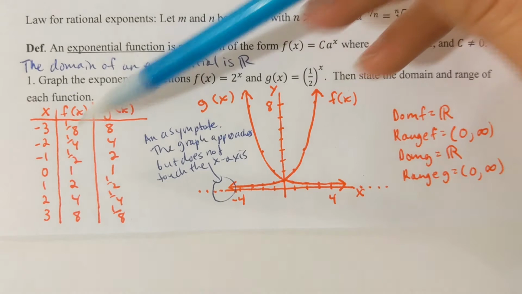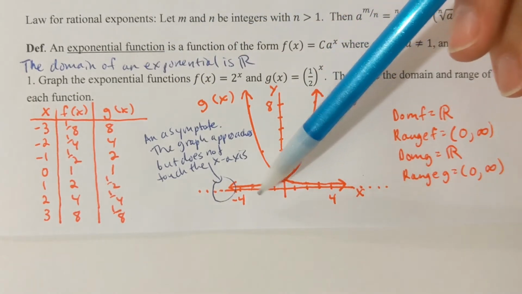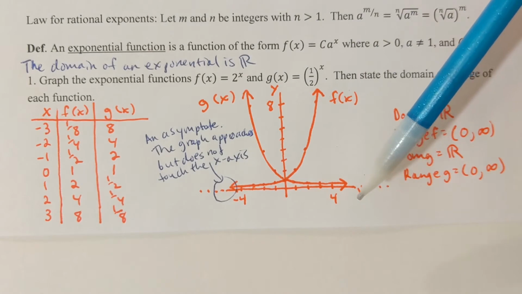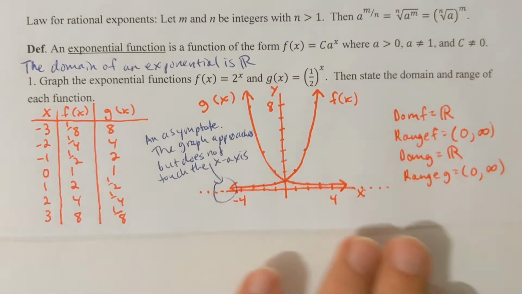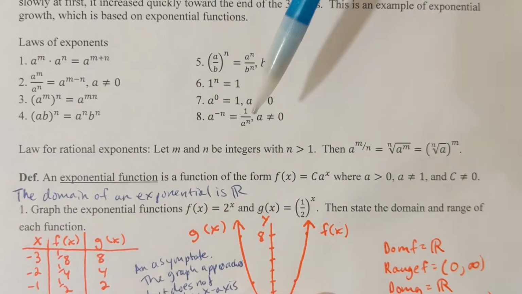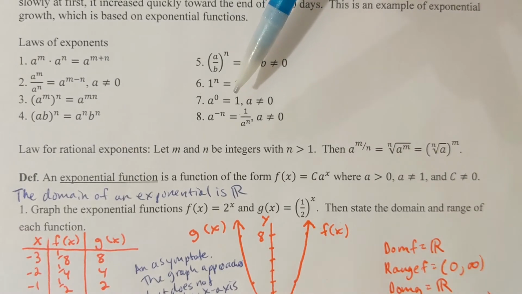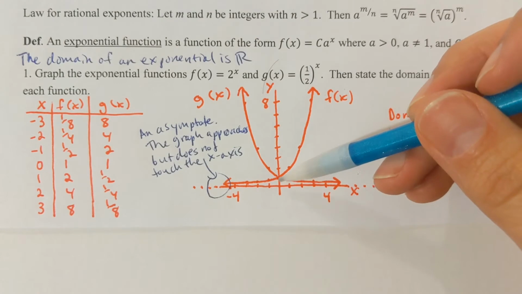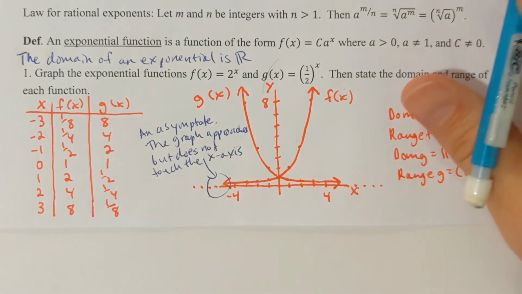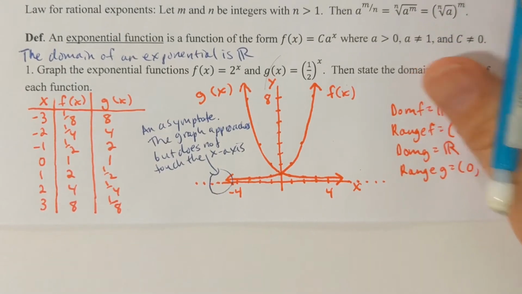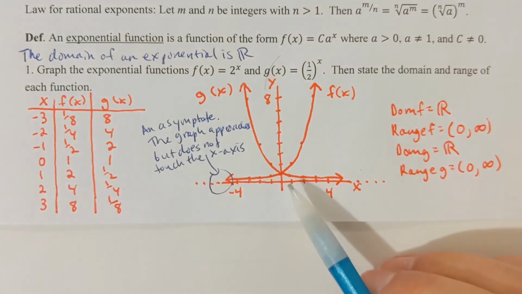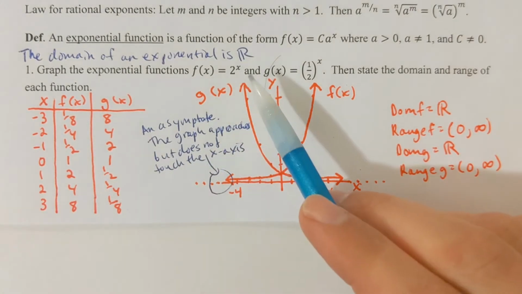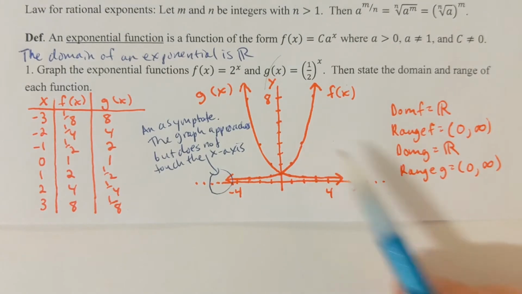If x is negative 1, 2 to the negative first is 1/2. There's negative 1, 1/2. If x is 0, anything to the 0 power is 1. That's law 7. So this curve is going to cross the y-axis at 0, 1. If x is 1, 2 to the first is 2. So here's 1, 2 on the graph. If x is 2, 2 squared is 4. So here's 2, 4 on the graph.